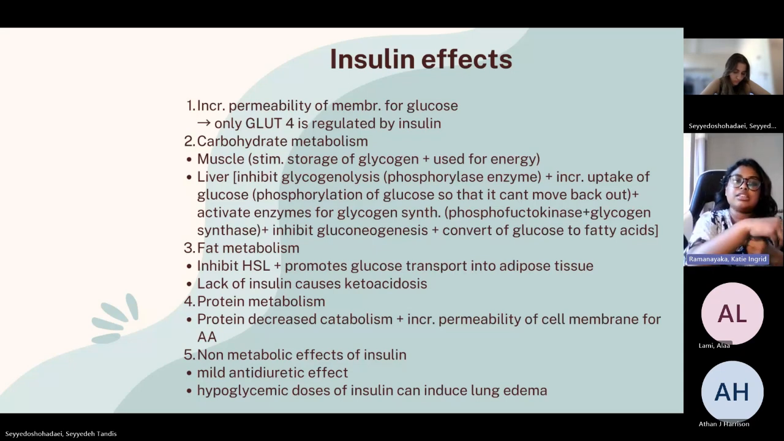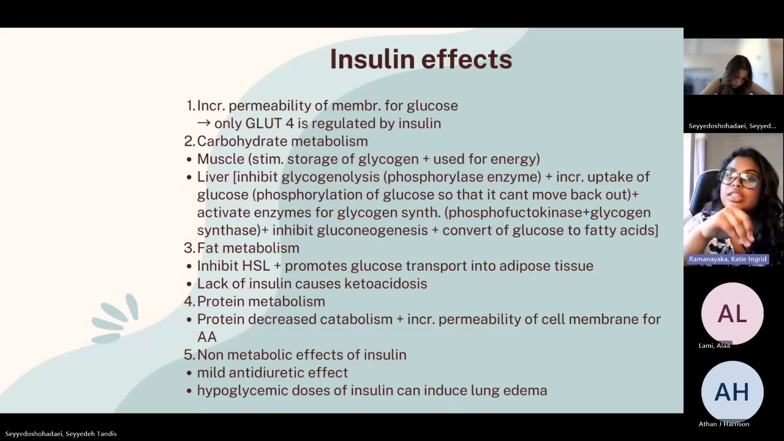So when glucose moves into the liver, insulin is able to stimulate not the movement of glucose into the liver, but a phosphorylating enzyme which phosphorylates glucose. Once glucose is phosphorylated, it can't move back out of the liver. So that means it just stays there. And it's able to activate enzymes for glycogen synthesis.